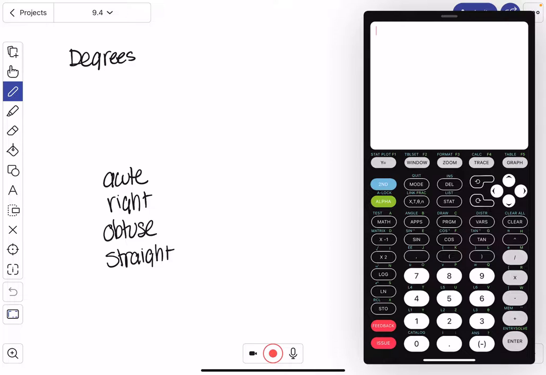Degrees. So in a circle, we have 360 degrees. 1 degree is written with that little symbol like that. An acute angle is between 0 and 90. A right angle is exactly 90 degrees. An obtuse angle is between 90 and 180. And then a straight angle is exactly 180 degrees.